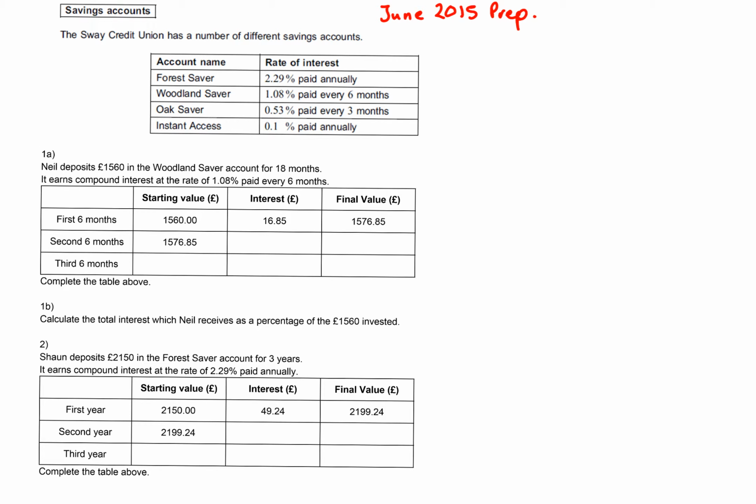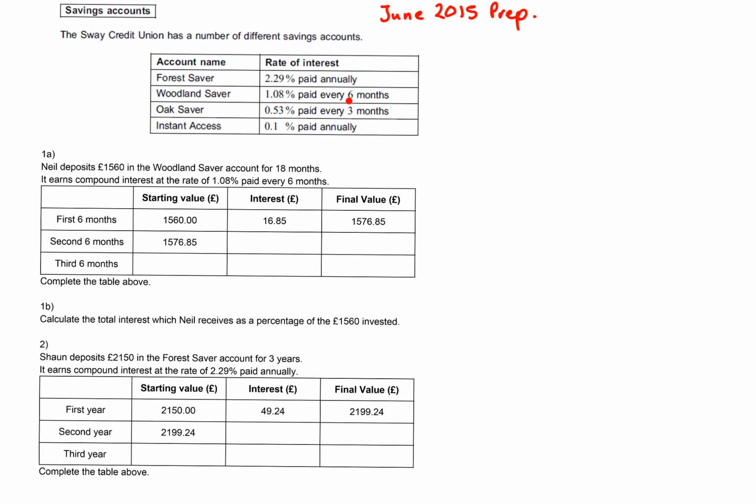This is question 4. This is about savings accounts. Now this seems to be a little bit more difficult than the other questions. Okay, so we just need to look at this. It says the Sway Credit Union has a number of different savings accounts. So this is an account name and this is the rate of interest. You have to look at the paid annually. That means after a year.